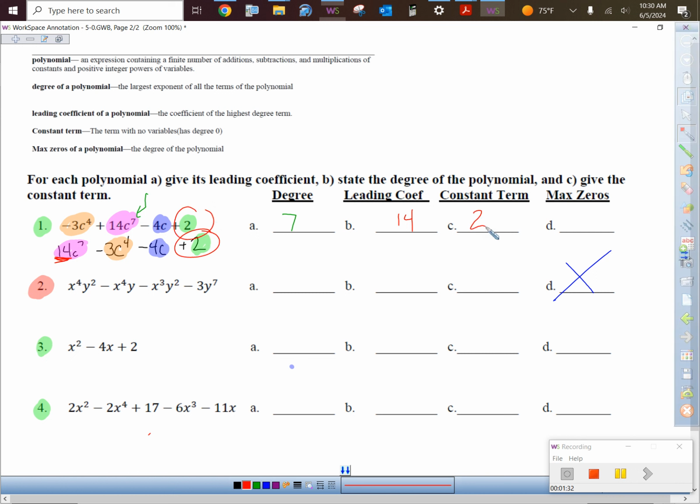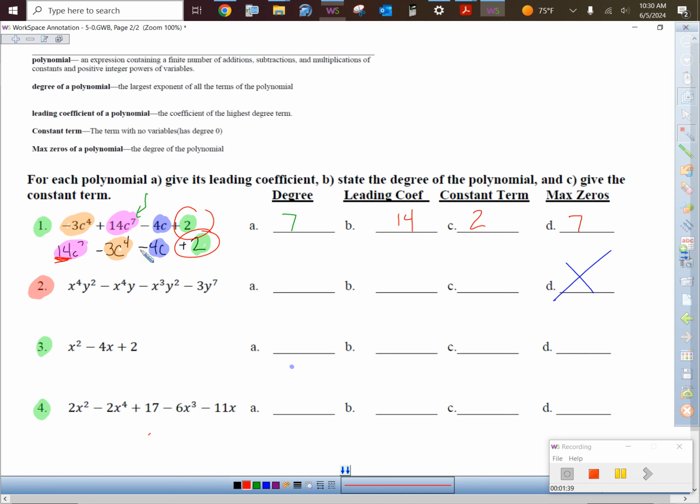Right? And then the max number of zeros that a polynomial can have, man, we're going to learn so much more about this, but it's whatever your degree is. Your degree is 7. That is, of course, if it's in one variable. As you can see on number 2, I got an x in this guy. The max number of zeros doesn't work. It's got to be a polynomial in one variable.